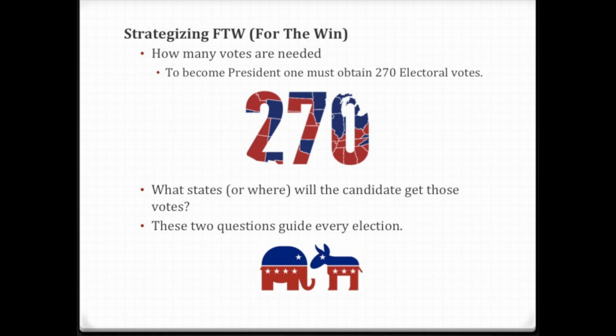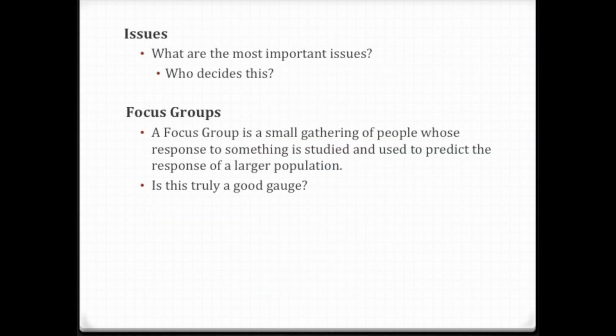Now let's take a look at the next part. So, what are the issues? What are the most important issues? Who decides the important issues? All candidates tend to have focus groups. And what they'll do is they'll pull a representative out of a certain area, and they're going to ask them questions. So let's say we take Mount Pleasant.